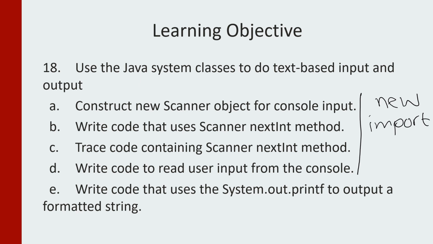And then finally, learning sub-objective 18E is write code that uses System.out.printf to output a formatted string. We showed some examples with printf. I went back and I showed some examples with print and println. So you should be able to do either of those things and format your strings the way you want to. So do take some time to practice and see what the difference is between using System.out.printf versus System.out.print or println.